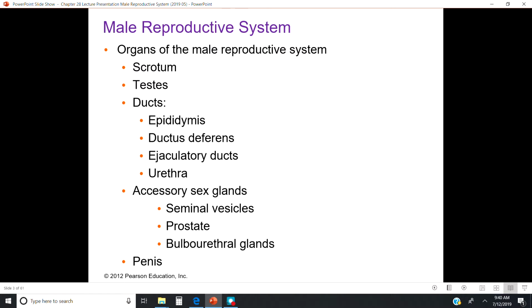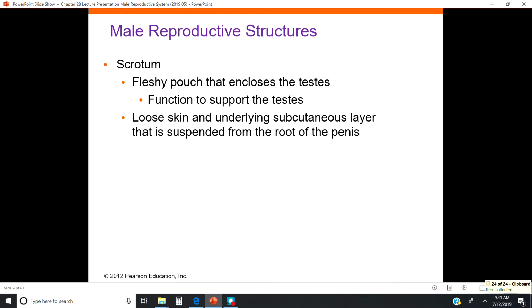We'll also take a look at the major sex glands. The first two, the seminal gland or the seminal vesicles, and the prostate, these contribute to the semen, and then the bulbourethral glands contribute to just normal sexual function. And then we'll finish up the reproductive system as far as the anatomy. We'll take a look at the penis, which includes the erectile tissue and that type of thing. All right, so these are the major organs. So in this lesson, like I said, we're going to do the scrotum and the testicle or the testes.